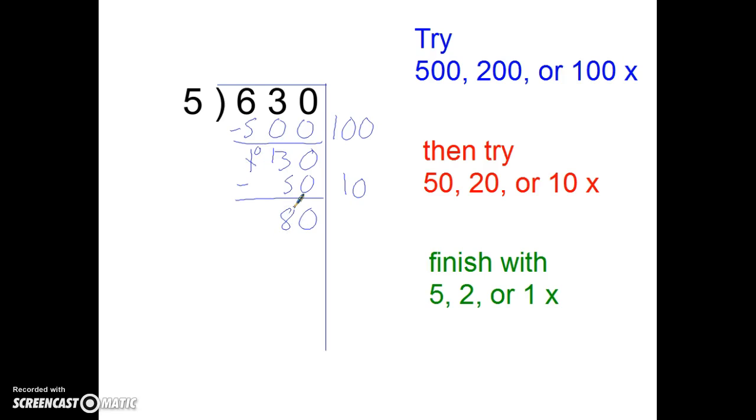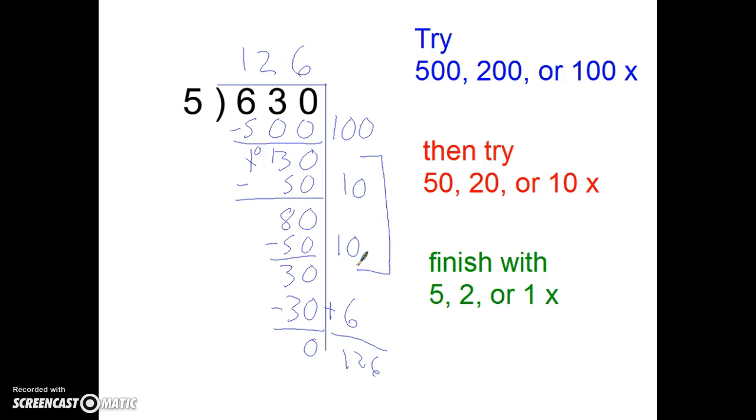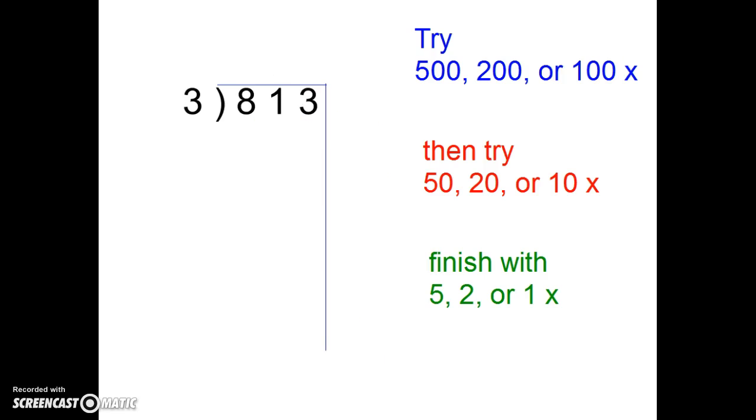And I'm now at 80. You know what? I can take another 10 5s off. And now I'm at 30. Okay, I cannot take 10 5s off anymore. A lot of people could probably already see 5 times what equals 30? 6. So I'm going to go ahead with that. And then I just need to add these up. 100 plus 10 plus 10 plus 6 is going to give me 126. So 5 goes into 630 126 times. Some people may have been able to see that right here I could have gone 20 times 5, which would have been 100, and subtract there. Some people down here may want to take 5 off and then take 1 off. Like I say, there's not one right way.